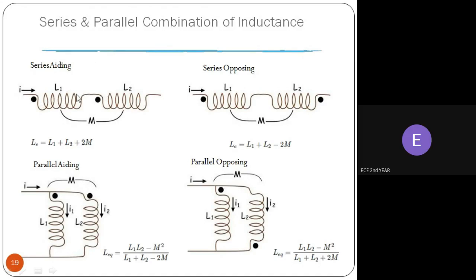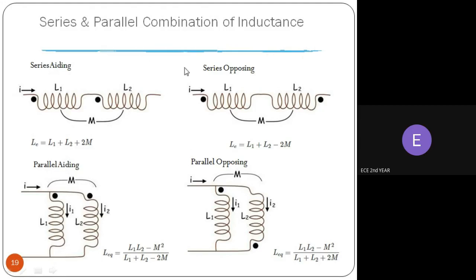Here the dots are in the same place, which means current flows towards the dots in the same direction, which is called aiding. So L1 and L2 are connected in a series combination, which is called series aiding. The total inductance can be calculated with the formula L1 plus L2 plus 2M, where M is the mutual inductance between L1 and L2.